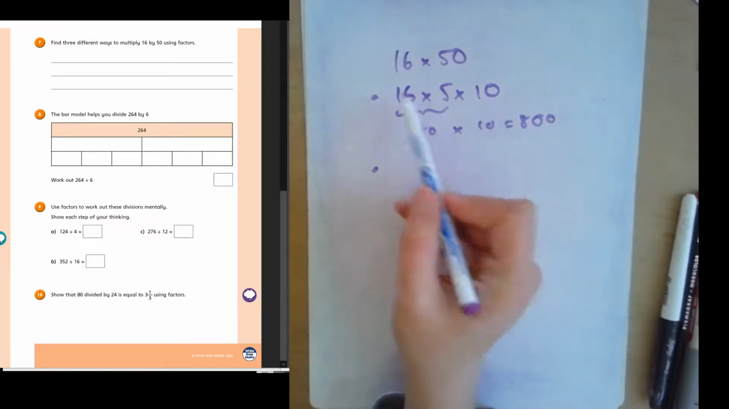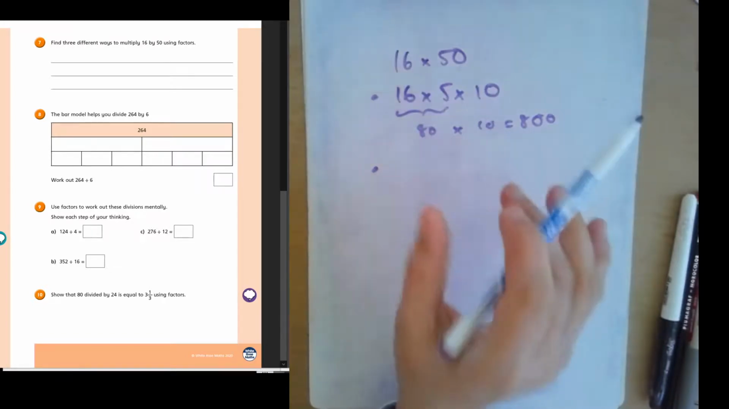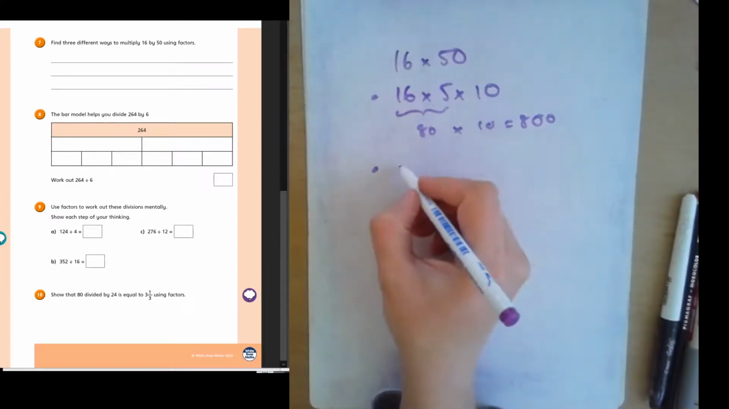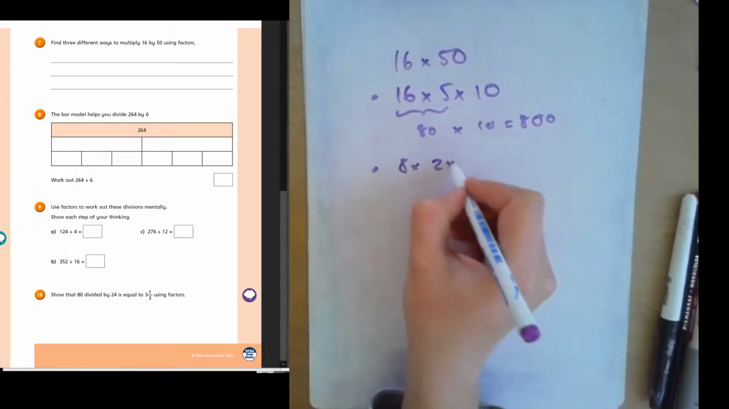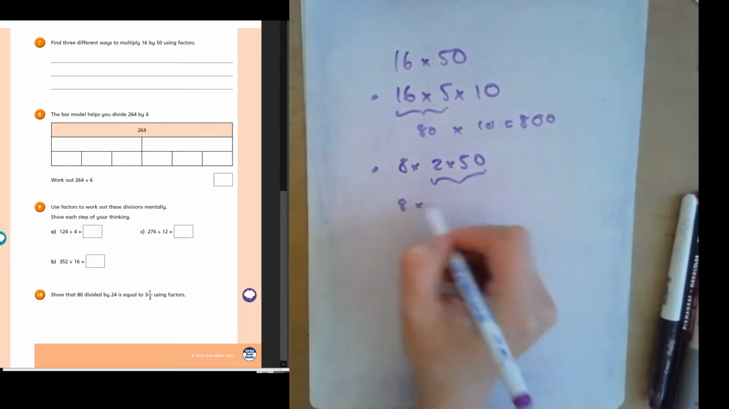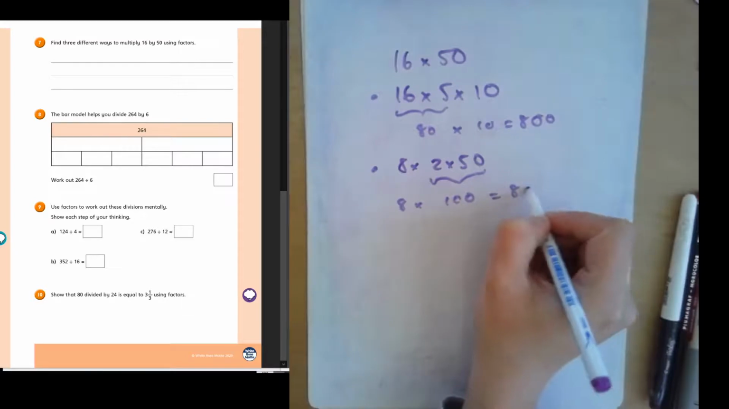Another method I might want to do is instead of saying 16, I'm going to break that down because I know 50 times 2 is 100. So I'm going to say 8 times 2 times 50. So then this means I've got 8 times 100, which is 800.